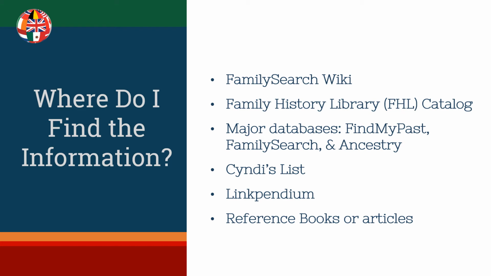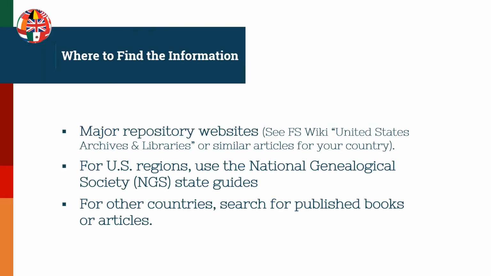Also, you need to be familiar with the major databases and their collections, including Find My Past, Family Search, and Ancestry. Also, there are many articles and links on Cindy's List and Linkpendium. And then consider the many reference books or articles that have been published. You can also find information on the websites of the major repositories and libraries. For the United States, see the Family Search Wiki article entitled United States Archives and Libraries.